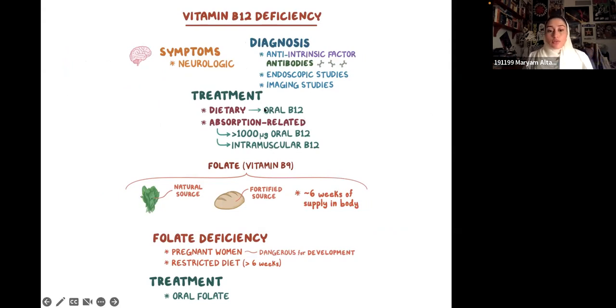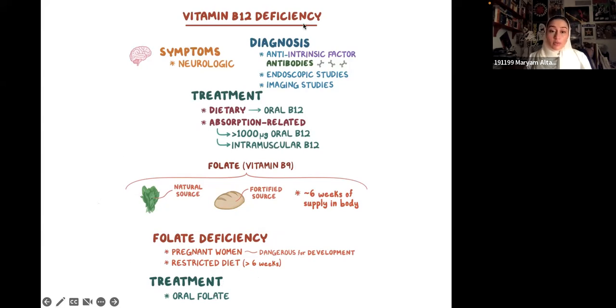And treatment, you can give oral B12, but be smart about it. If the patient had a gastrectomy, they don't have the intrinsic factor. Can you treat them with oral B12? It's going to do nothing. So what you do in this scenario is you'd give them IM, intramuscular B12. Folic acid deficiency will present without the neurologic symptoms, but will be a megaloblastic anemia nonetheless. And usually you can see it in patients with very restricted diet and pregnant women. And here you just treat them with oral folate.